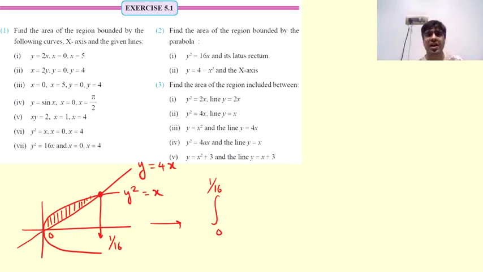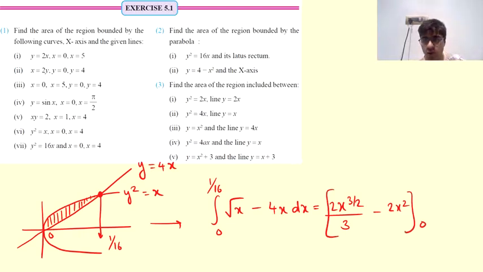It's the area under the parabola minus area under the line. For area under the parabola, we need to integrate y dx for the parabola. For the parabola, y will be equal to root x. From that, we will subtract area under the line, for which y will be equal to 4x. So this will be the integration of root x, which is x power 3 by 2 upon 3 by 2. So 2 goes at the top, minus integration of 4x will be 2x square. This goes from 0 to 1 by 16.